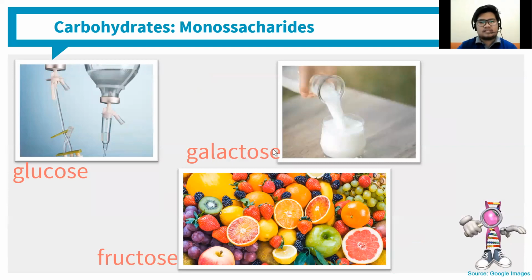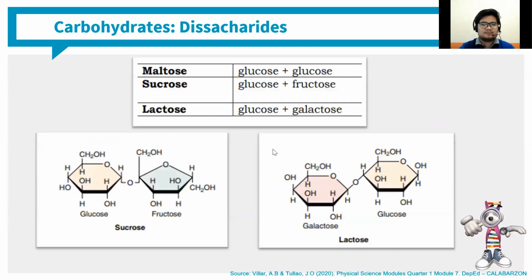Glucose, as I have said earlier, can be found in hospitals, and galactose can be found in buttermilk and cheese. Fructose, on the other hand, is the main sweetener of honey and in many ripe fruits. Okay? So, the next classification of carbohydrate is disaccharide. So, it's a combination of two sugar units.